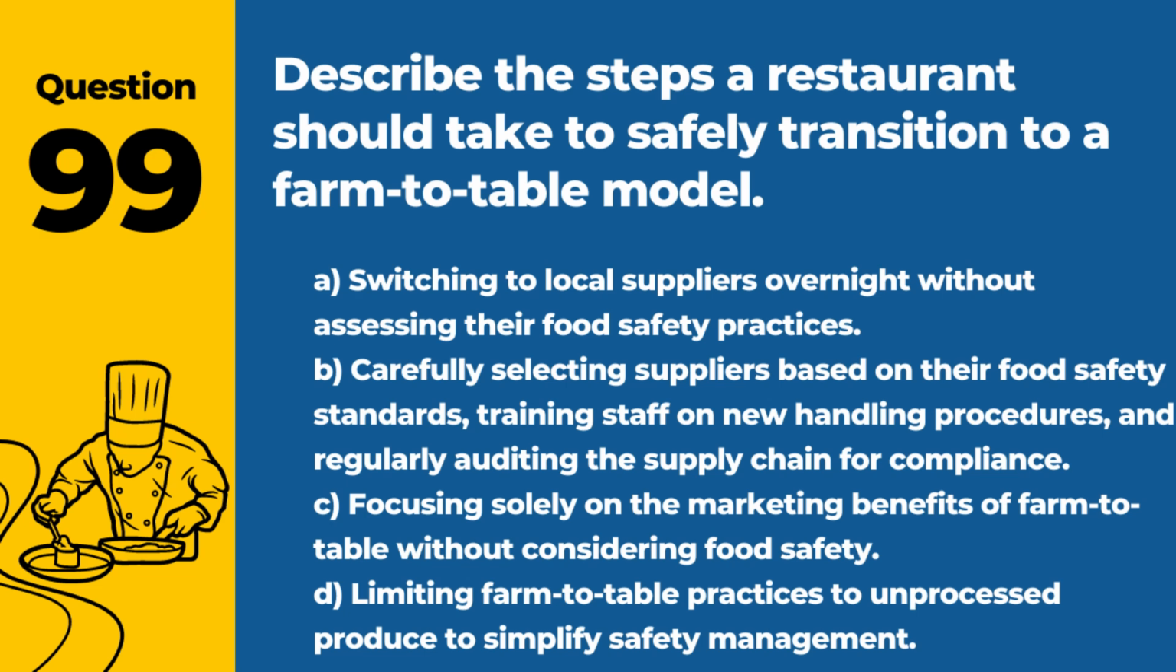Answer: B. Carefully selecting suppliers based on their food safety standards, training staff on new handling procedures, and regularly auditing the supply chain for compliance. Transitioning to a farm-to-table model requires a commitment to upholding food safety through rigorous supplier selection, staff training, and ongoing oversight of food safety practices along the supply chain.